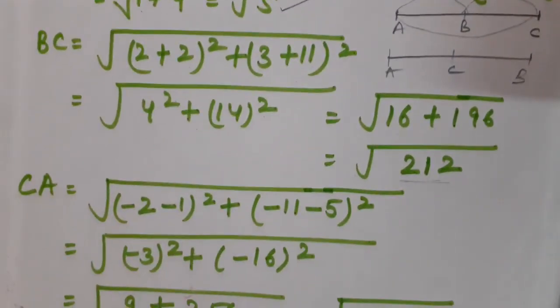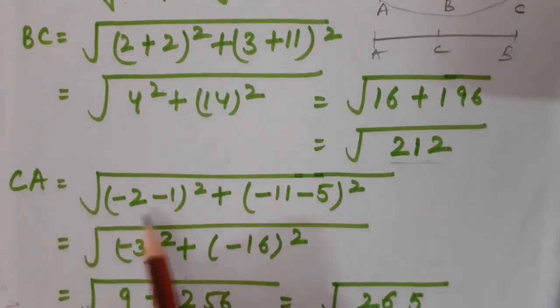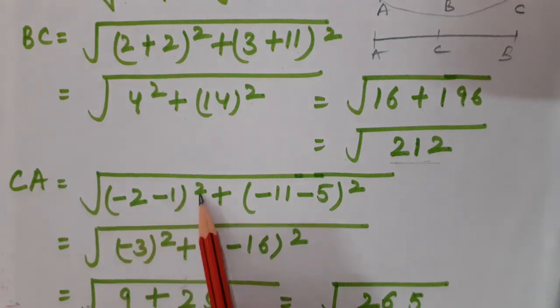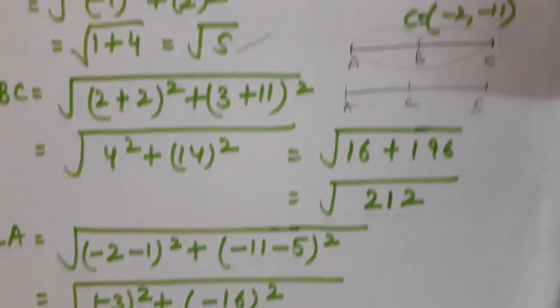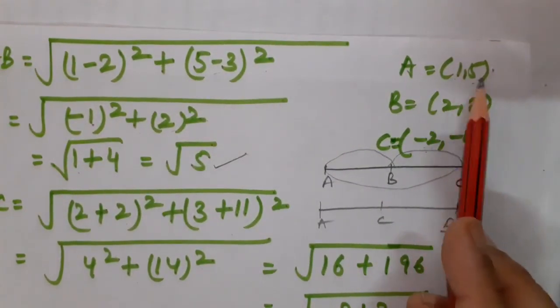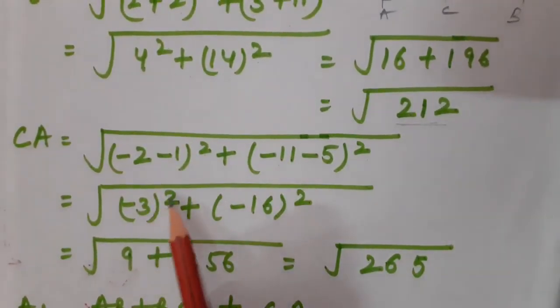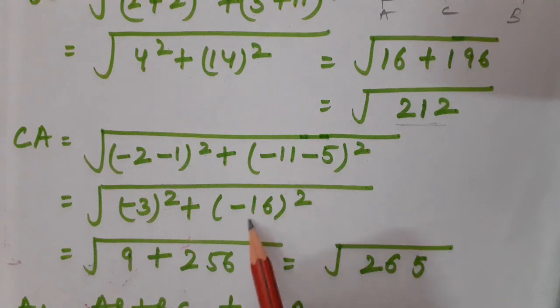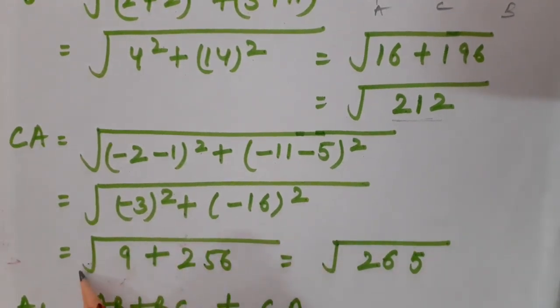Now let us calculate the next, that is CA. So when I calculated CA, children, I have got minus 2 minus 1 whole square plus minus 11 minus 5 whole square, because here you can see that the coordinates of C are minus 2, minus 11 and A are 1 and 5. So I have got minus 3 whole square plus minus 16 whole square, that is 9 plus 256 whole under root is equal to 265.